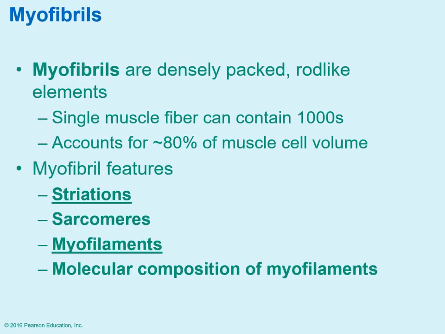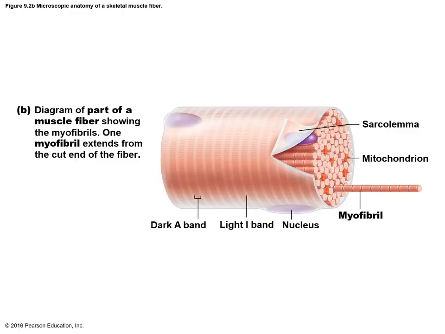So we look at them, the myofibrils. A single muscle fiber can literally contain thousands of these. It's what most of the muscle cell is made up of. It does have different features to it. It's because of the myofibrils that you see the striations. You see that striping pattern. And they have what are known as sarcomeres and myofilaments, and we're going to look at all of these.